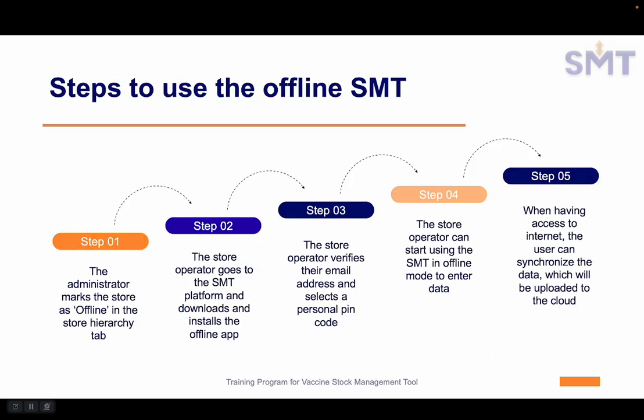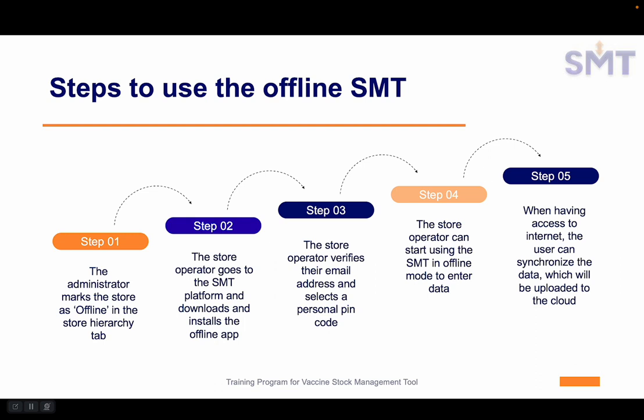So let's imagine that we have a specific location where we know that the internet is not reliable, so our store operators will not be able to access the online platform, and we want them to access through the offline application. So in this case, we need to follow a series of steps. The first thing is that the administrator of the SMT platform needs to mark this specific store as offline in the store hierarchy.